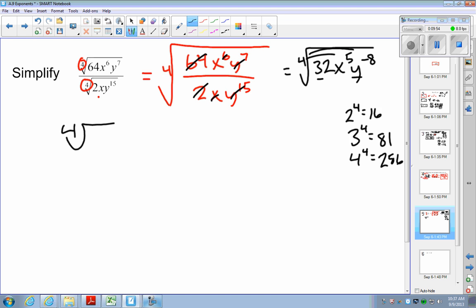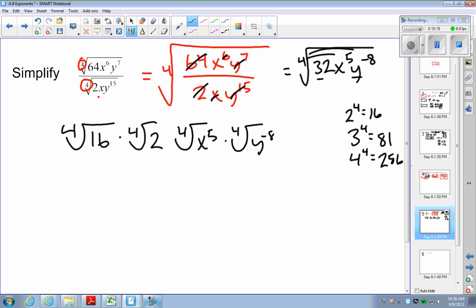So let's split it up into the 4th root of 16 times the fourth root of 2. And then we'll write these other pieces here. So fourth root x to the fifth, fourth root y to the negative 8. Okay, fourth root of 16 is 2. So that's out of here.